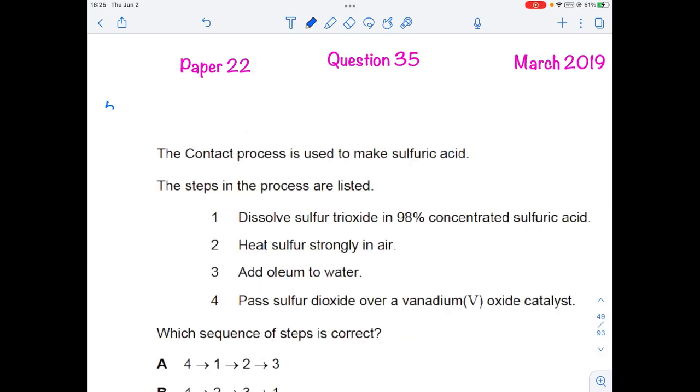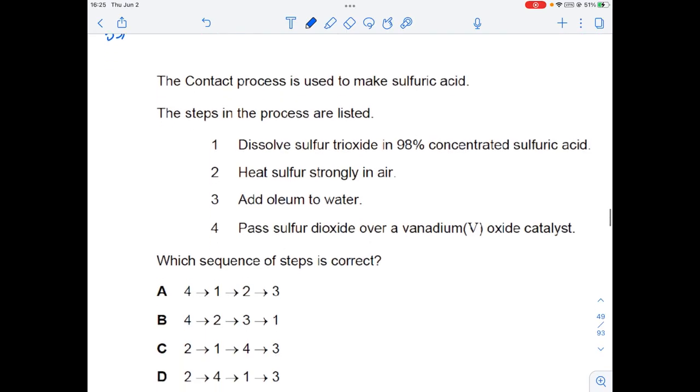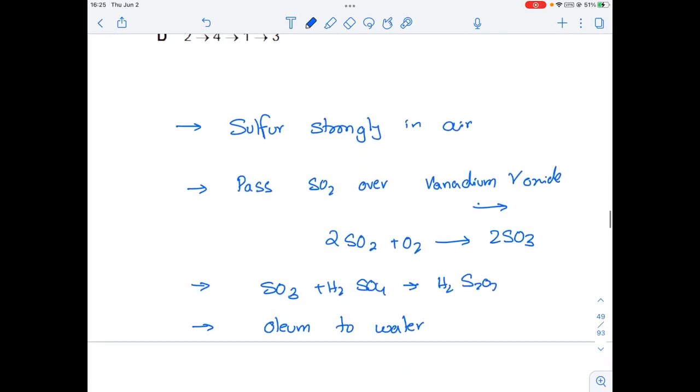Next question, question number 55 from March 2019, paper 22, question number 35. The contact process is used to make sulfuric acid. The steps are given, and he's asking which sequence is correct. So the contact process, let me write it out. I have already written it over here.